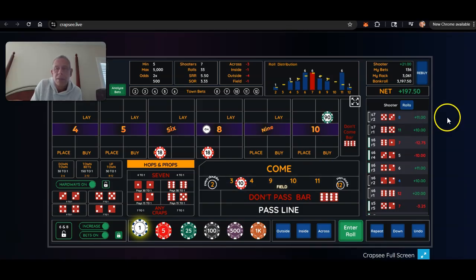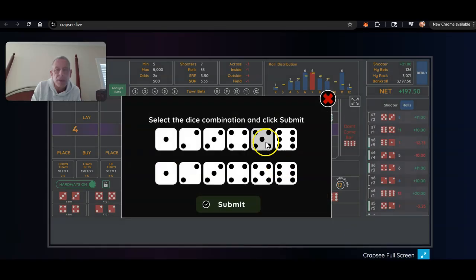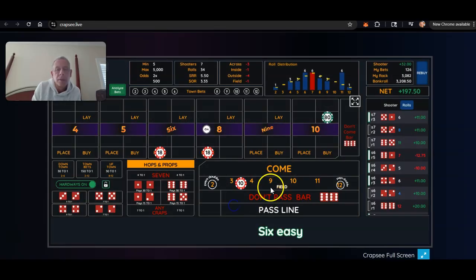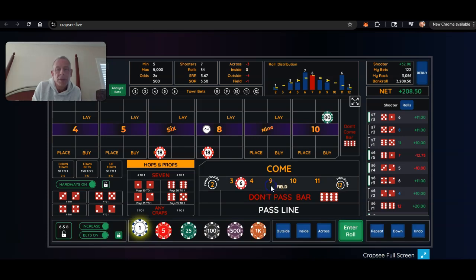All right, so that's an $11 win overall. So we're going to drop this to 80. Okay. 5-1-6, that's another good one. We're going to lose the field. 6 easy. We replace the field. We go down by 10 again here to 70.